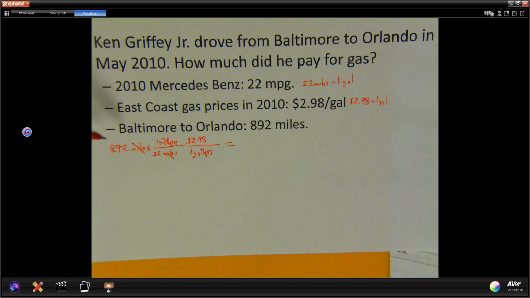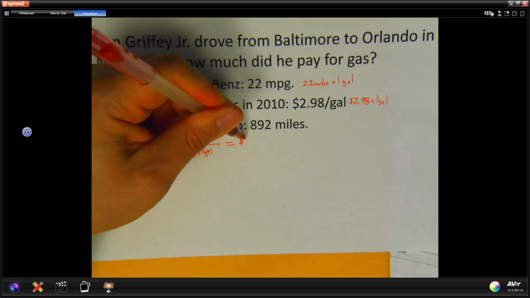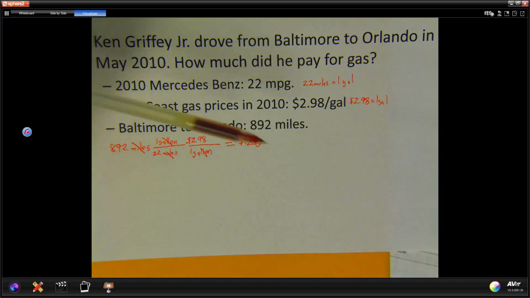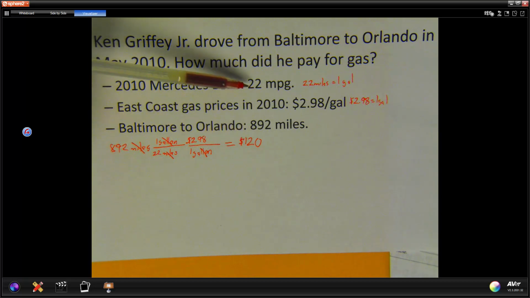So what we do is we multiply across the top, so 892 times 1 times 2.98, then divided by 22 divided by 1. The ones, of course, you can leave out. And when we do the math there, we get $120. And that is two significant figures here because we had two significant figures up here. Okay, does this number make sense? It seems reasonable. If we had gotten like $1,000 or if we had gotten like 10 cents, then we would know we're probably not on the right track because we have an idea of what to expect for these sorts of numbers.